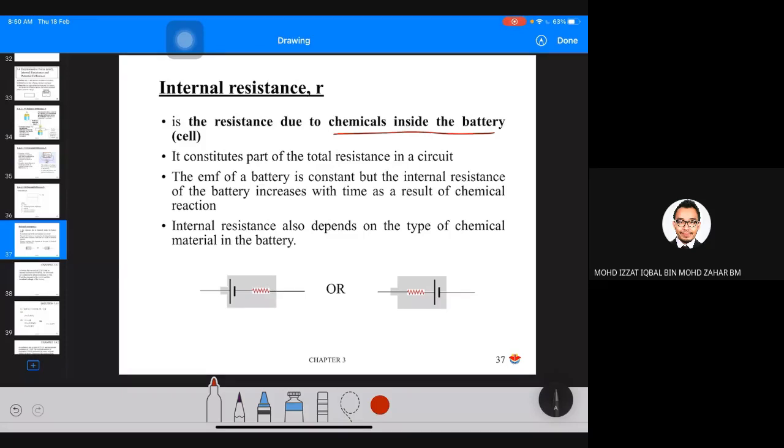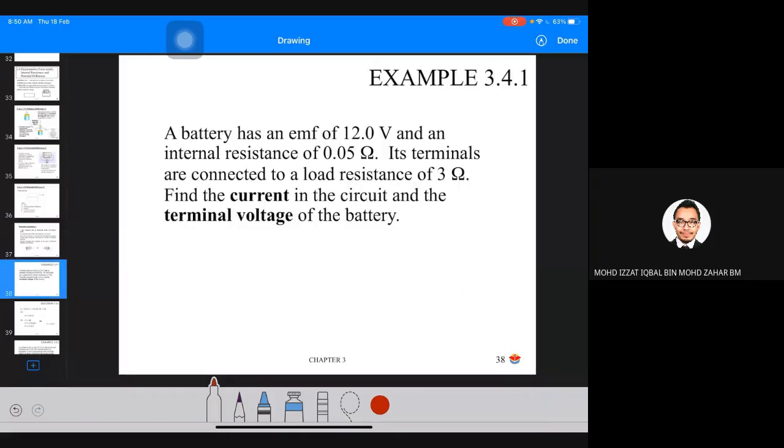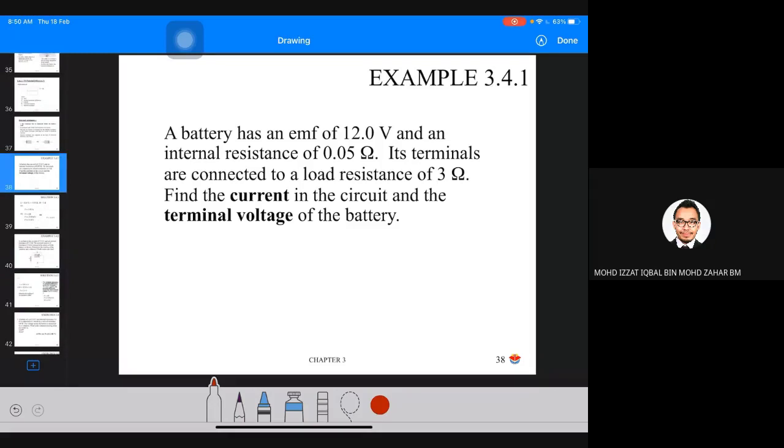So I hope you understand the concept of internal resistance, tu actually daripada mana datang internal resistance tu. And then saya betul-betul harap kamu boleh bezakan EMF dengan terminal voltage. Student biasa confused tu EMF dengan terminal voltage.